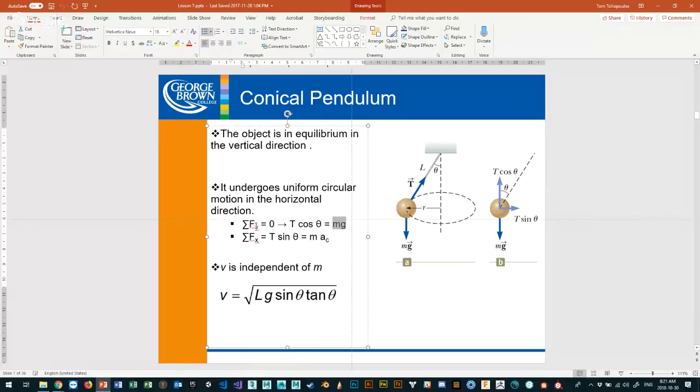And so we can say that you can figure out V as the square root of the length of this rope or chain or whatever kind of connection you have here, times gravity, times sine theta, tan theta. This is kind of an identity, if you will, when we look at centripetal motion for a conical pendulum, which is the scenario that we're talking about. What I'm describing here is one classic example that you might see on a test.